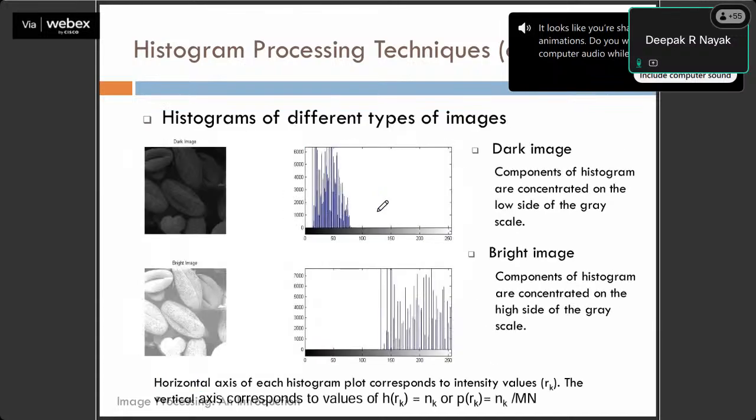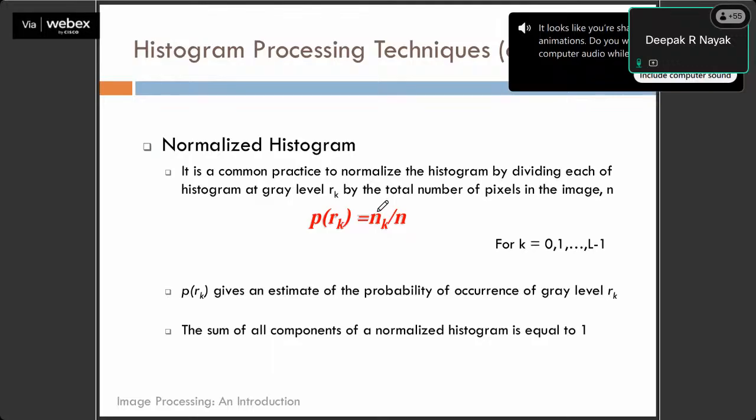And yes, the normalized histogram is very important here. The normalized histogram: we have seen h(rk) is nk, but p(rk), the probability of rk, is nk upon N. So it will tell us the probability of occurrence of that gray level, that is, what is the probability that that particular pixel is present in that particular image. nk is the number of times that particular pixel is present, upon the total number of pixels we have. This gives us the probability of occurrence, which is very important for us. So probability distributions are very important for us.